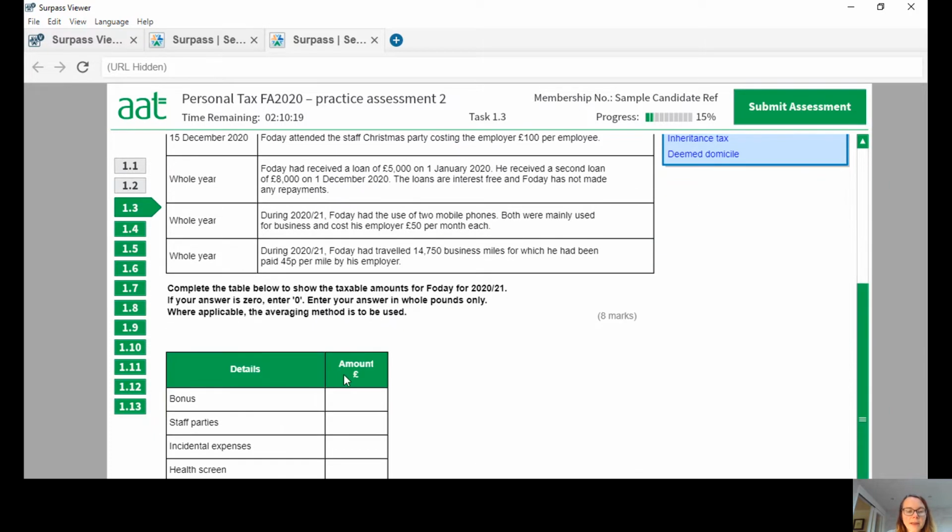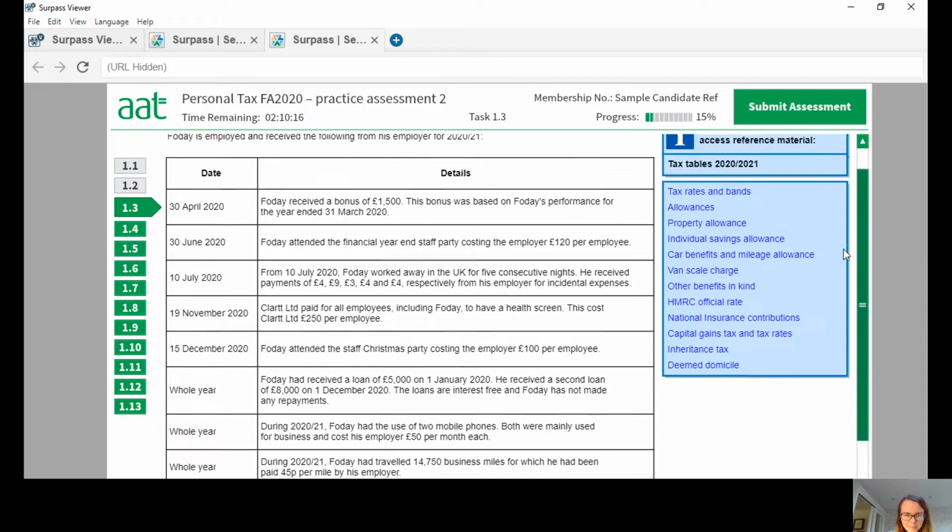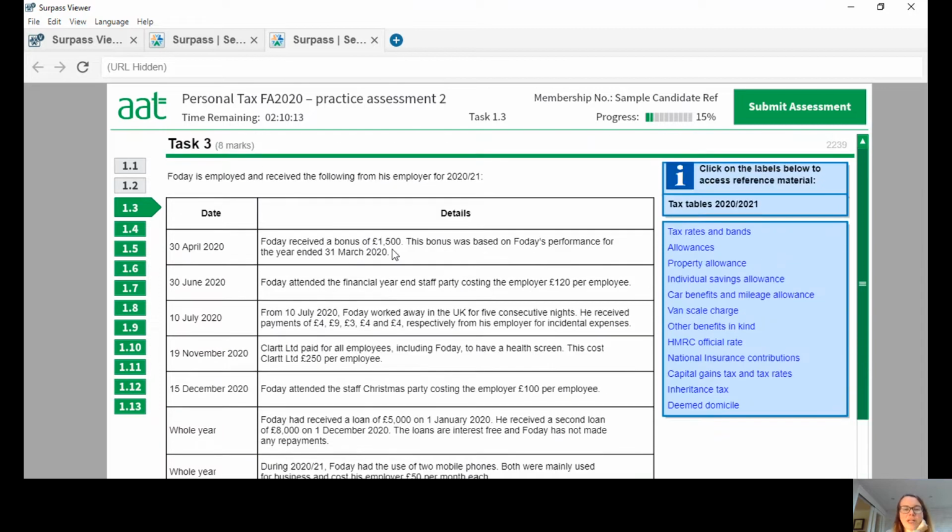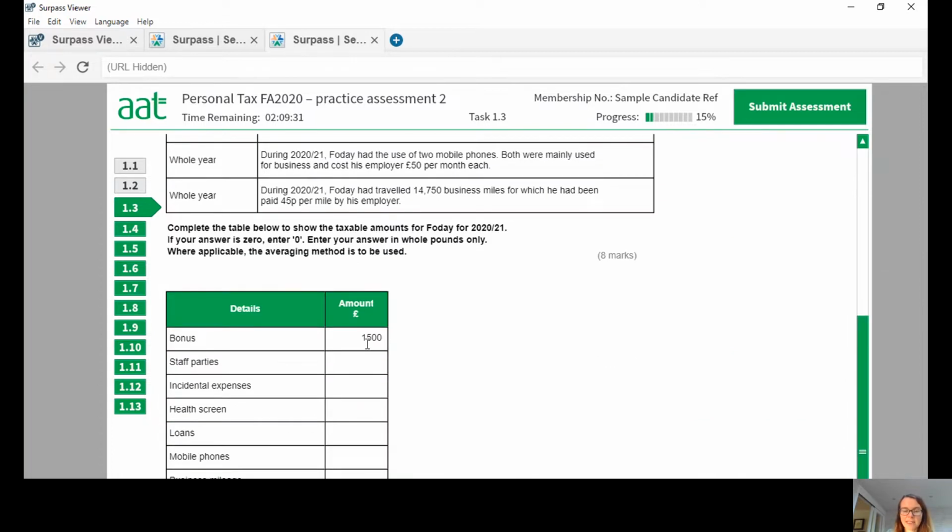Right, so first one, it's asking me about a bonus. Fode received a bonus of £1,500. This bonus was based on Fode's performance for the year ended March 20. Right, so what do I need to know about receiving a bonus or indeed any pay? I assess it for tax at the earlier of the date it's received or when I was entitled to it. I've got to see the word entitled, which I don't see here. So therefore the date I received it is the relevant date. So 30th of April is in my tax year. The factor related to prior to the tax year is irrelevant. So 1,500 would be the amount to be taxed in the current tax year.